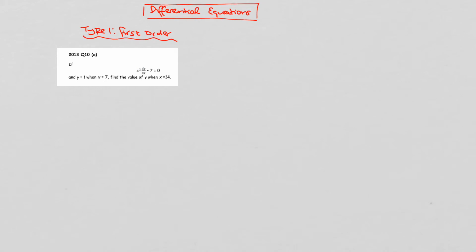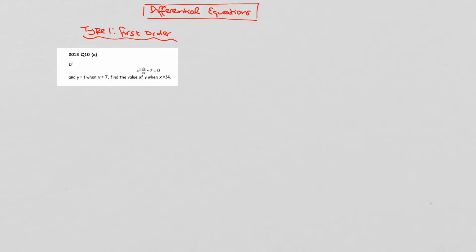Differential equations, type 1, first order. So 2013 was clearly a knock-on effect from Project Maths, where we saw our first kind of change in our differential equations. So instead of having an A and a B question, it was actually broken down into an A, a B and a C, with an unusual C part.